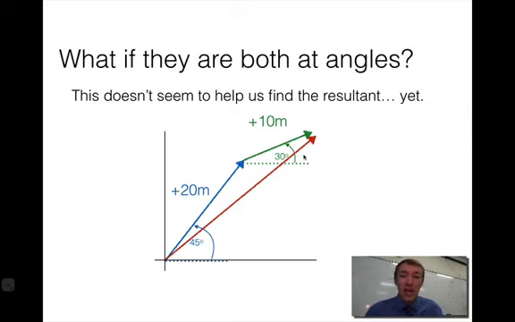If we drew these to scale and used rulers and protractors, you could measure this length and measure this angle. Unfortunately, during the AP test, they don't allow you to use a ruler and a protractor, and it turns out that that's a very long-winded way to find an answer. We can use some math to our advantage here.